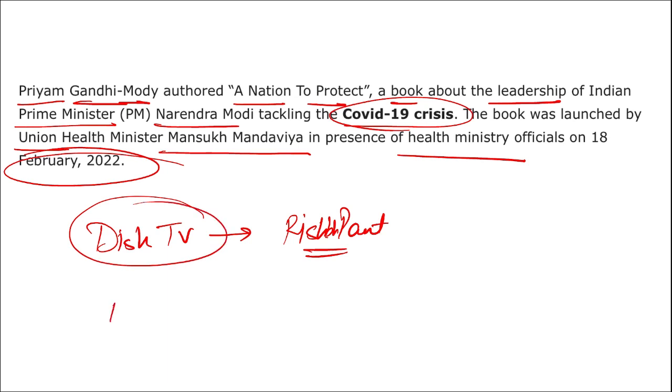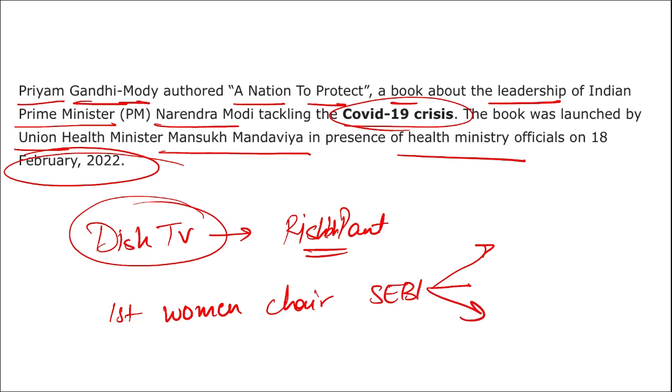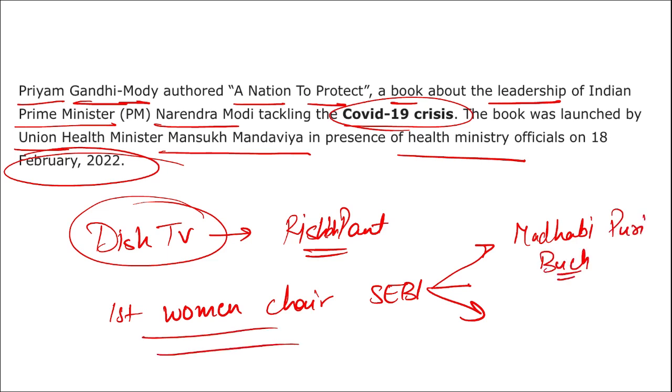Then tell me, who has become the first woman chairperson of SEBI, and for what years? Tell me the tenure also. So the name of the woman is Madhabi Puri Buck, who has been appointed as the chairperson of SEBI. And what is the time period? She has been appointed for 3 years. Mark this also. All right.